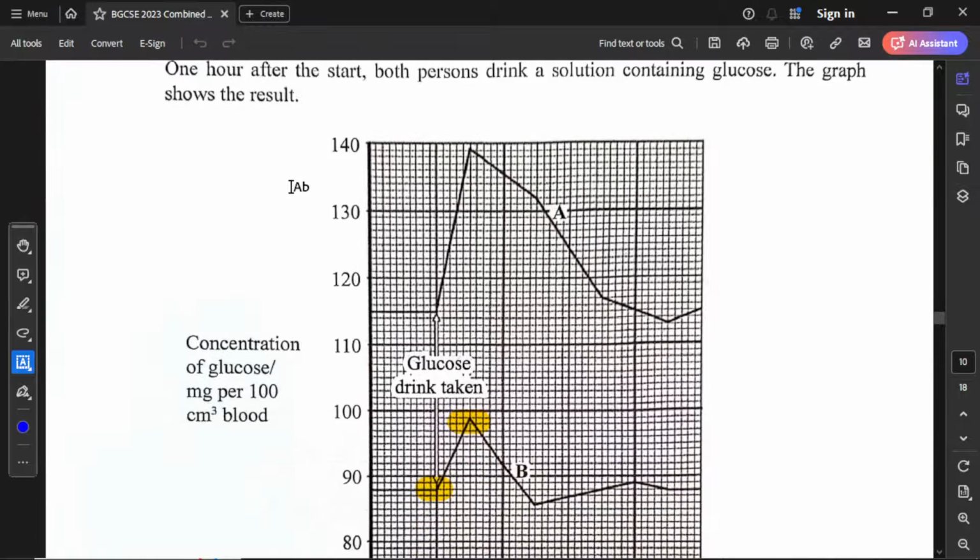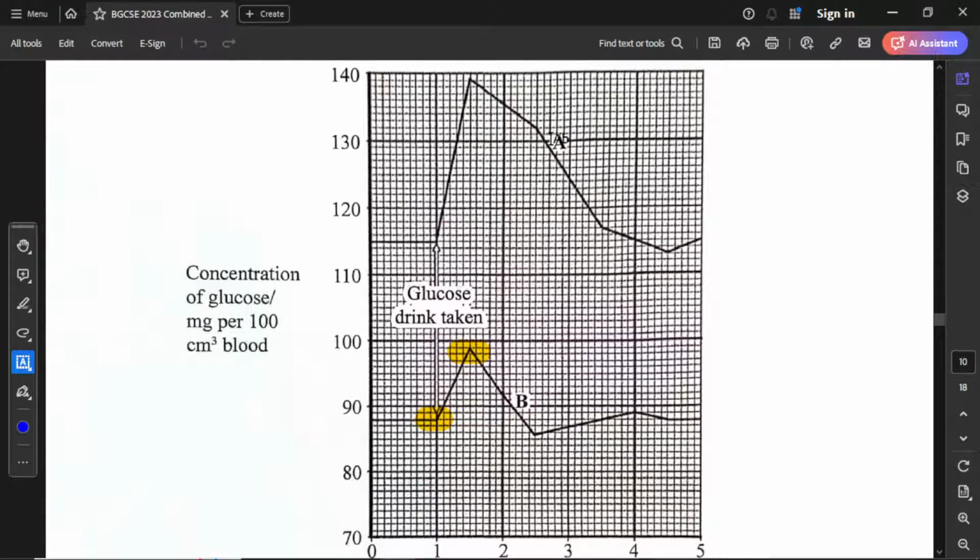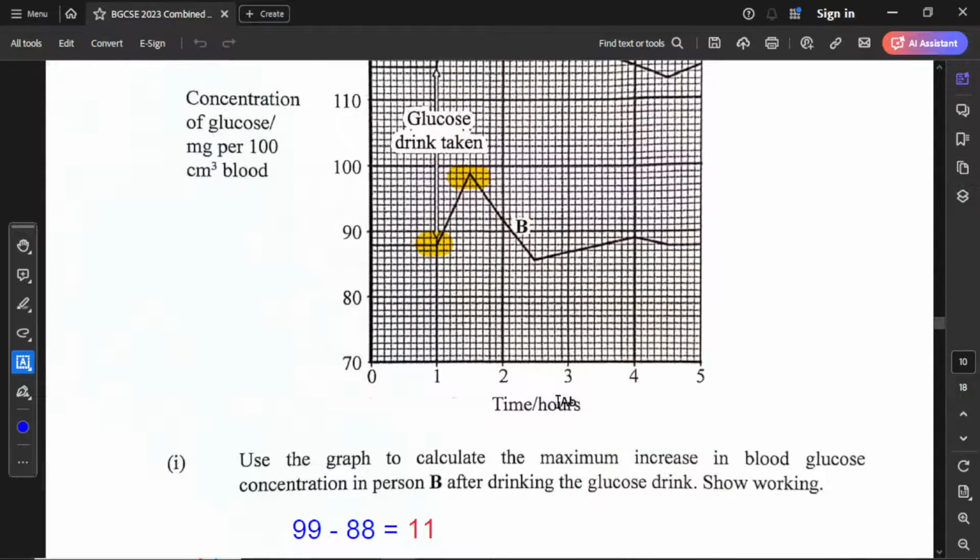The graph shows the result. And so we have two lines here. We have person A, which is the top line, and person B is at the bottom line. And we have the concentration of glucose on the y-axis. And then we have time in hours, which is on our x-axis.